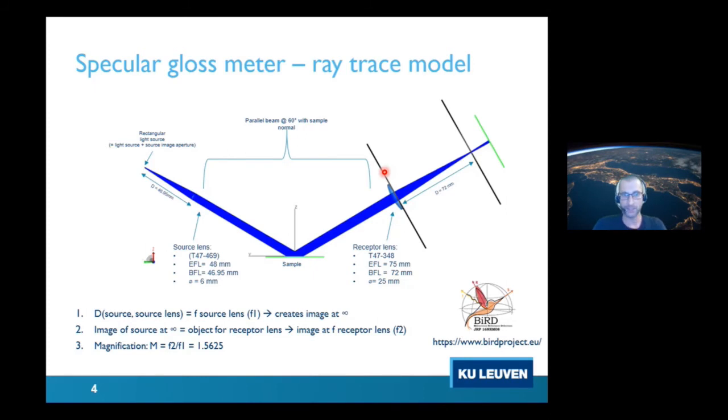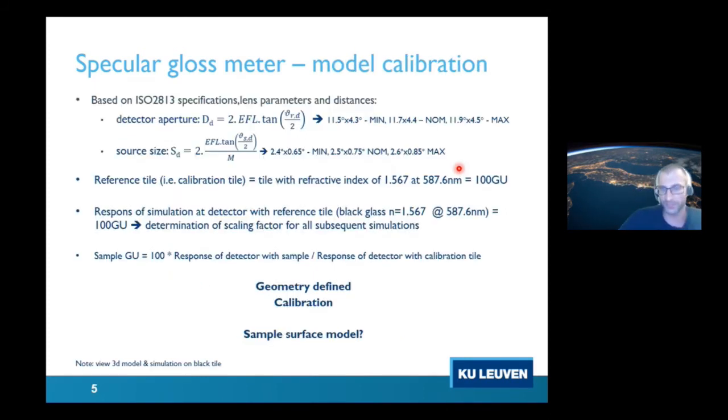In the previous slide we had a cross section, but in fact, in our simulations, we have adopted 3 different detector apertures. We have a minimum size, a nominal size, and a maximum size, and these are defined based on the tolerances given by the standard. We do the same for the source size. Also there, in the standard, some tolerances are defined, so we have a minimum, nominal, and maximum source.